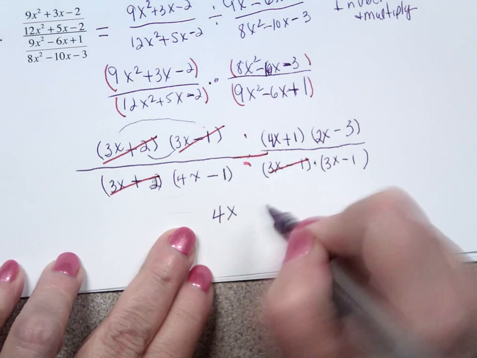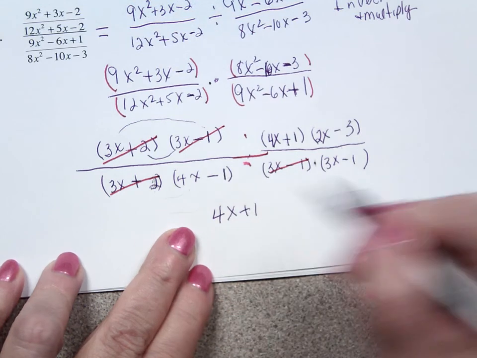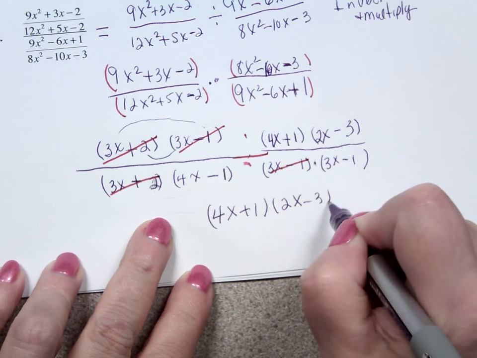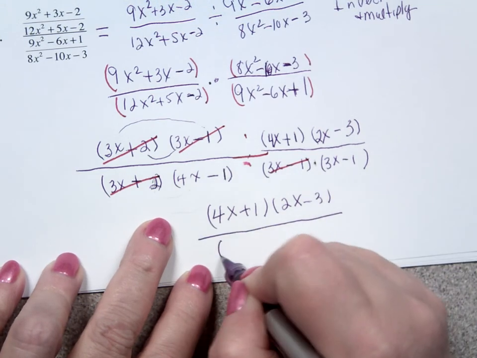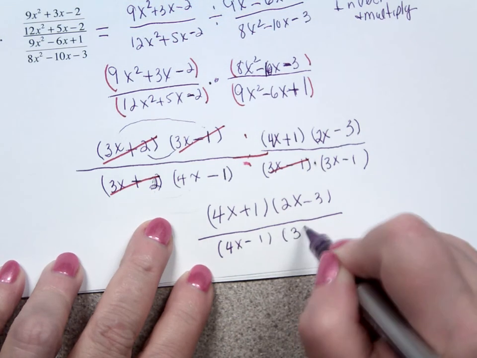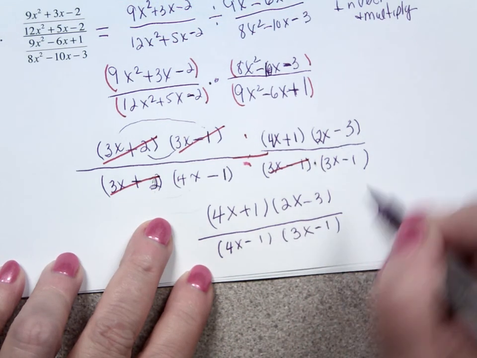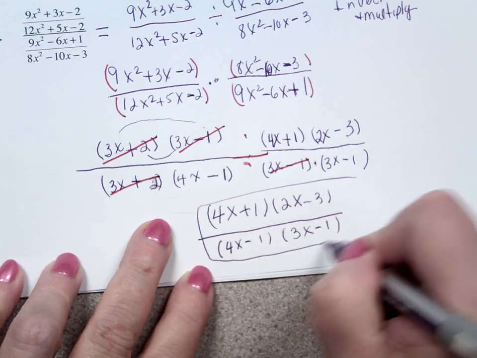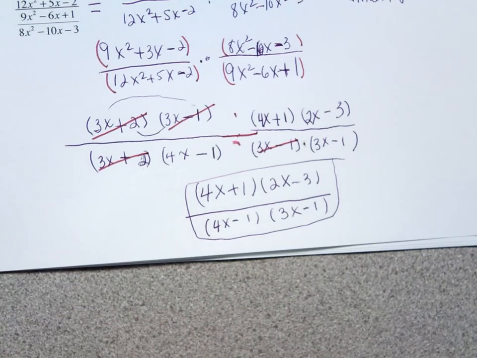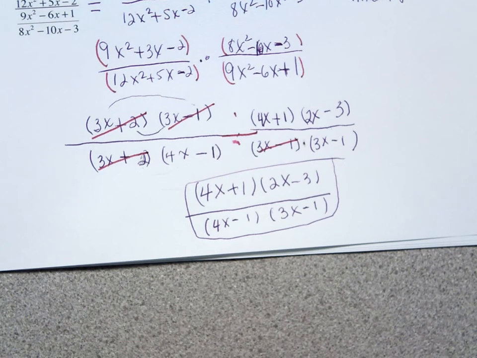4x plus 1, now you have to be careful. 2x minus 3. 4x minus 1. 3x minus 1. And nothing else can go because either the whole set of parentheses goes or nothing goes. So you're in an all or nothing situation.